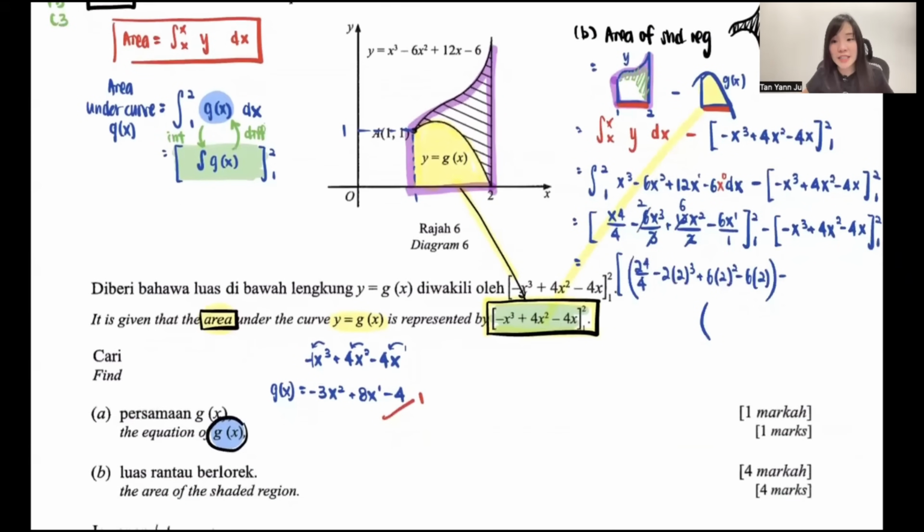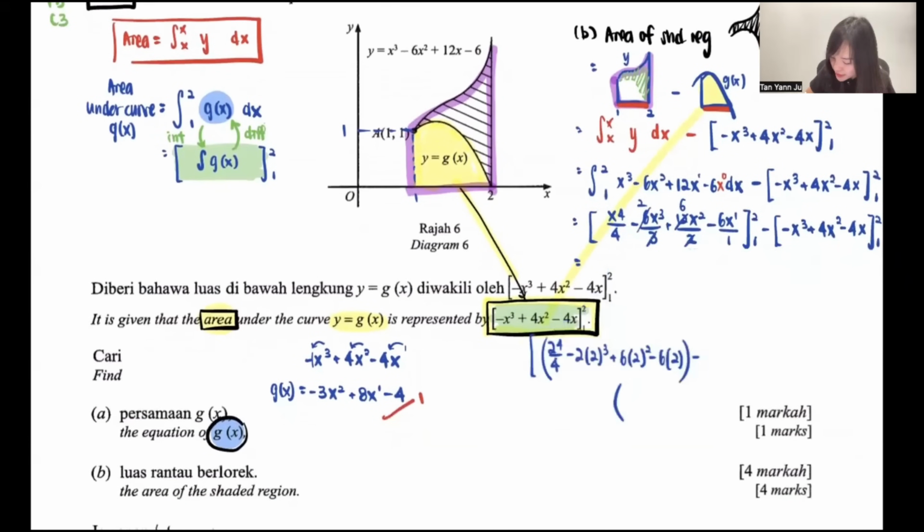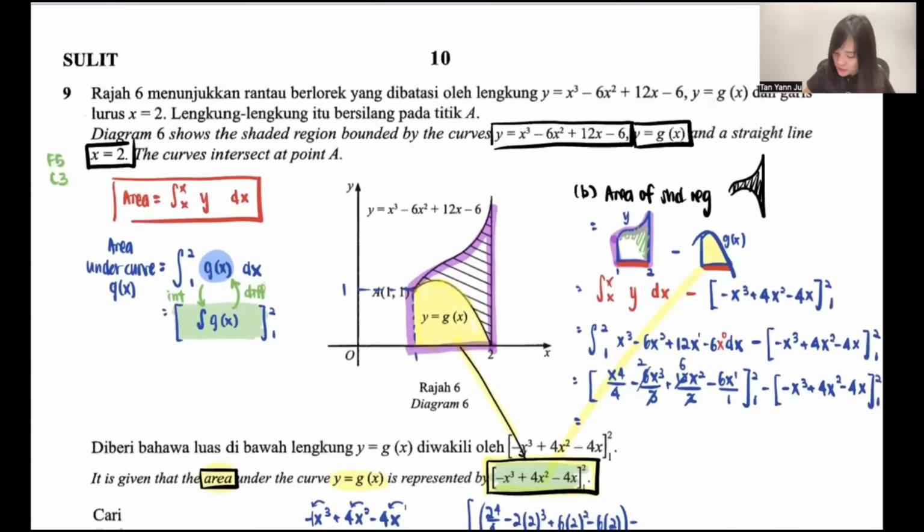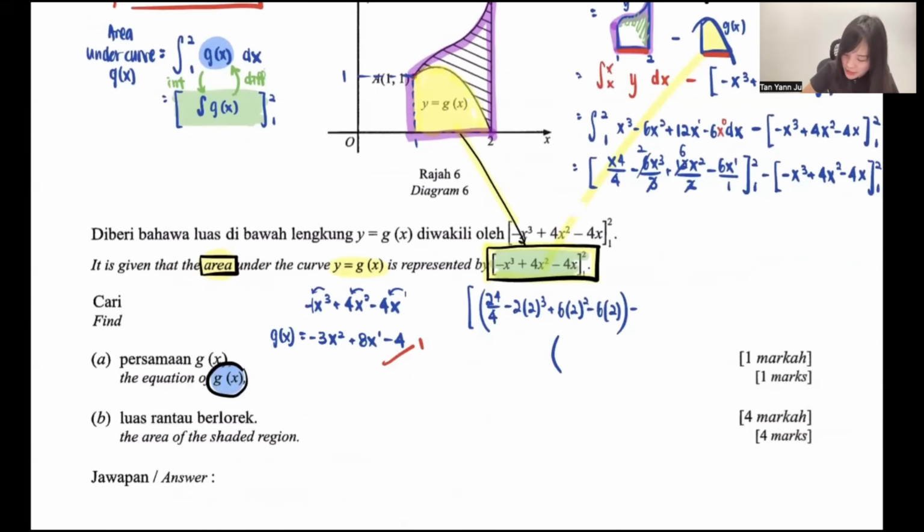Then I need to minus, I sub 1 inside. Will it be very confusing if I write like that? Maybe I should write here. Maybe you guys can see it more nicely that way. Is it better? I hope it's better. Next one, I sub 1. So isn't it 1 power 4 over 4 minus 2 times 1 cube plus 6 times 1 square minus 6 times 1.